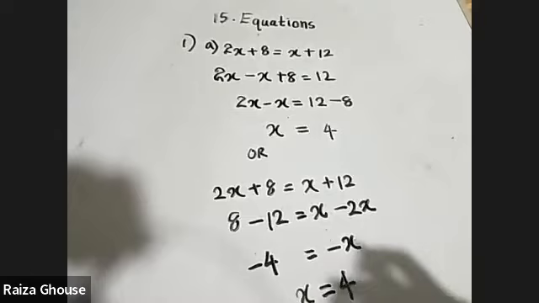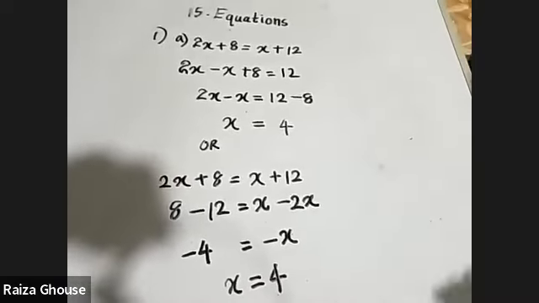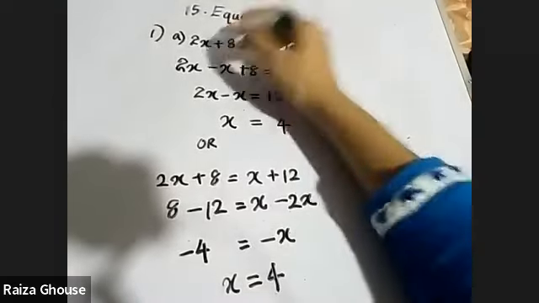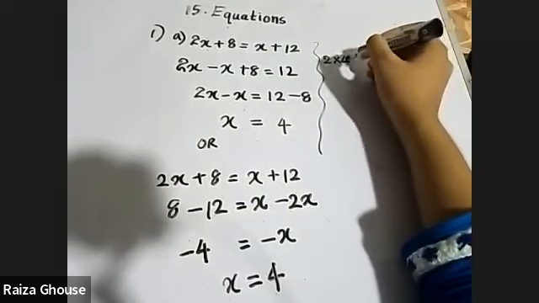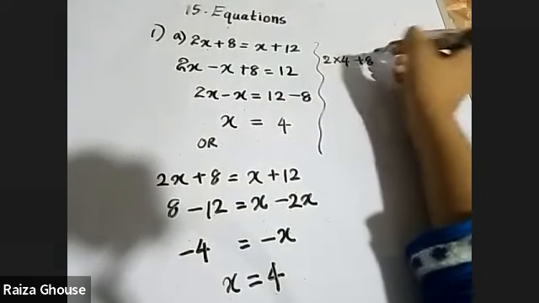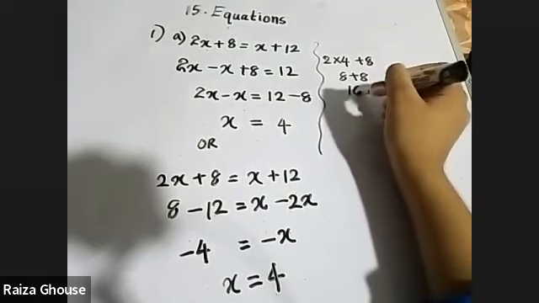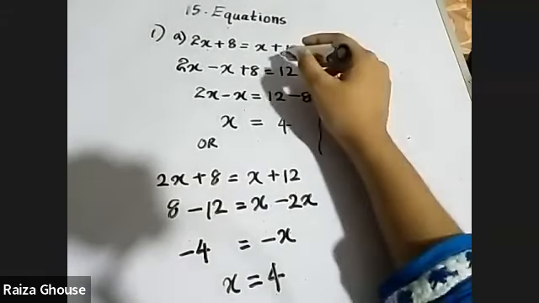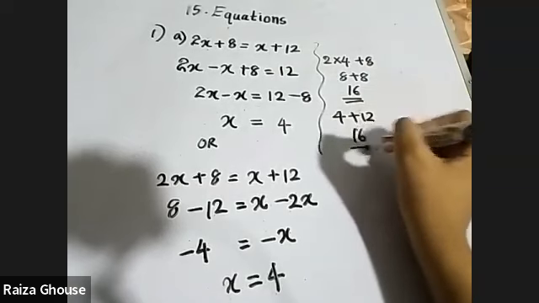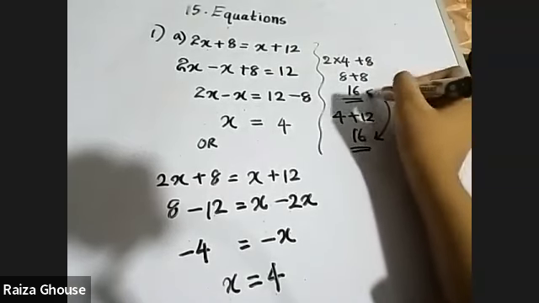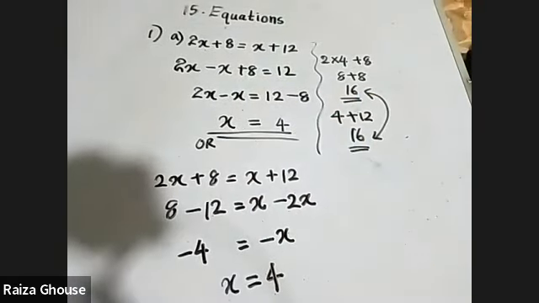To check your answer in your exam, you can even check your answer. How do you check that? I can substitute 4 for x here. See, 2 into x, x means 4. 2 into 4 plus 8. Let's see, 2 into 4 plus 8 means 8 plus 8. 8 plus 8 is 16. It should be equal to this hand side. That means 4 plus 12. 4 plus 12 is 16. Now you can see these two are equal. That means your answer is correct. This is how you can even check your answer in your exam.